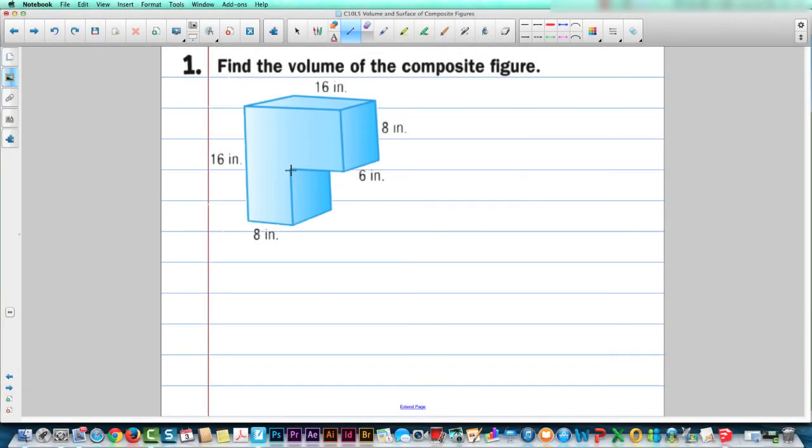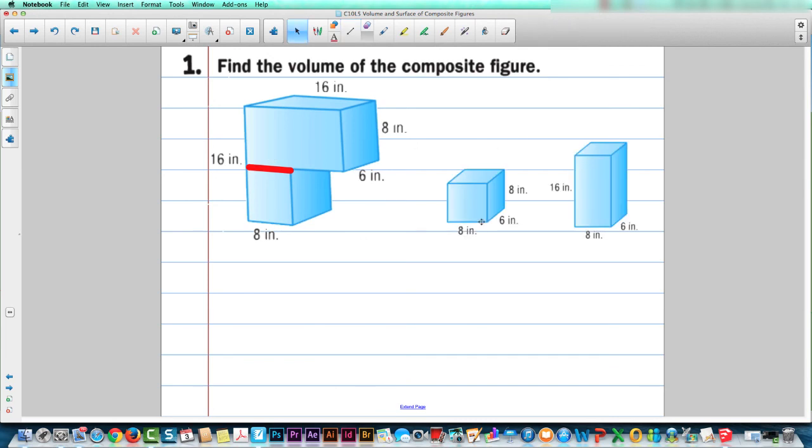I'm going to make a slice right here, and now break it up into two solids. So here are the two solids when I decompose the figure. Now where did I get this 8? That 8 comes from this side. This 6 comes from this edge here, but it doesn't say it's 6. But what I do know is that this edge is equal to this edge, so I knew that was 6.